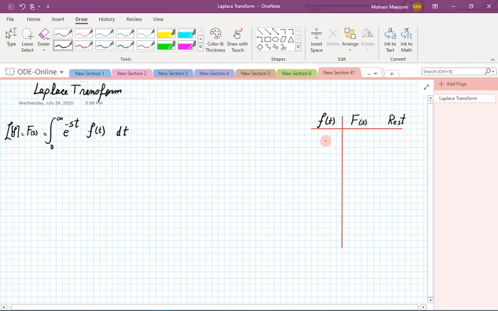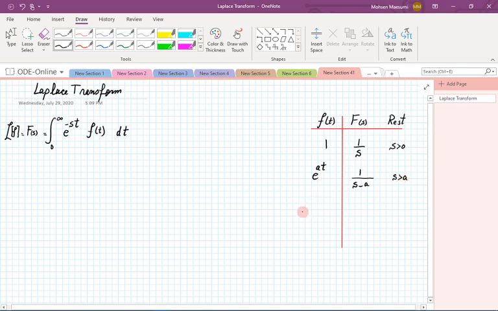So if you remember, we started with basic function 1, constant function 1. The Laplace transform was 1 over s. The restriction was that s has to be positive. Then we looked at the exponential, and we said the Laplace transform of it is 1 over s minus a, and s had to be larger than a.